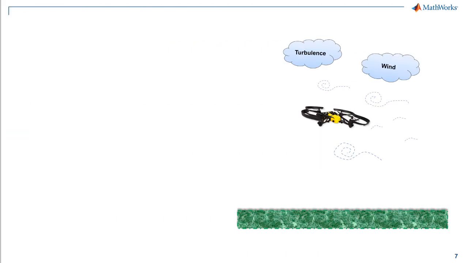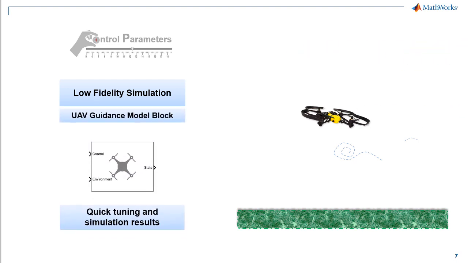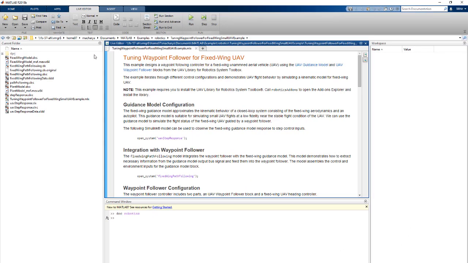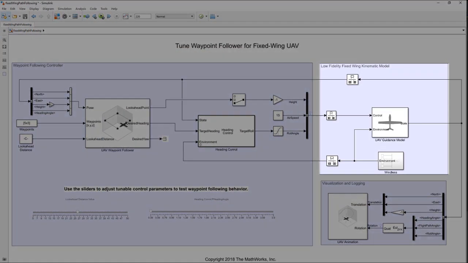UAV simulation starts with tuning the control parameters with a low-fidelity simulation model in which external disturbances like wind and turbulence are not considered. The UAV Guidance Model block is suitable for such low-fidelity but fast simulation. This inbuilt example consists of a fixed-wing path-following model, where this part is the guidance model configuration. The UAV Guidance Model block includes the fixed-wing UAV aerodynamics and an autopilot. This lets you approximate the kinematic behavior of a closed-loop system.